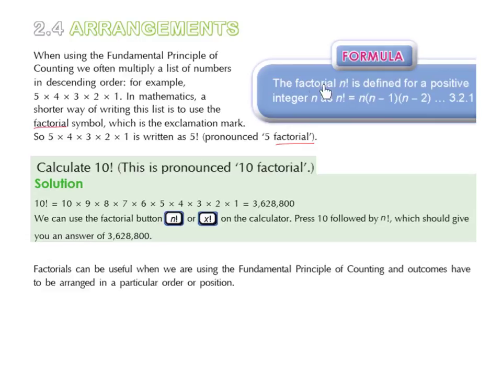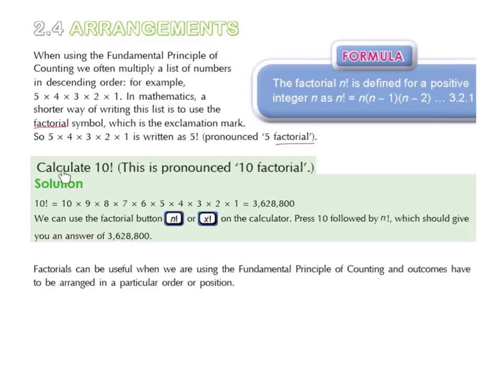Formula. The factorial, n factorial, is defined for a positive integer n as n factorial, which is equal to n multiplied by n minus 1, multiplied by n minus 2, multiplied by n minus 3, and so on, all the way up as far as 1.